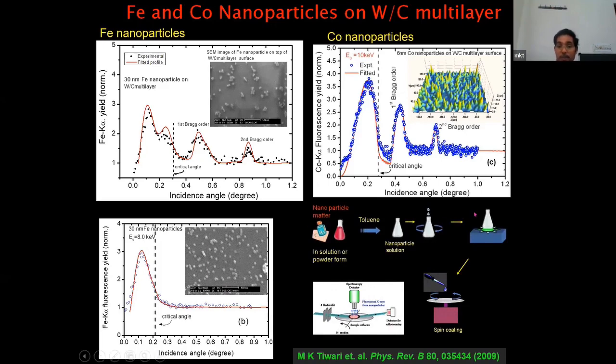This method basically describes how you put the particle. You first disperse the particle in solution, allow some sonication, dispersion, and then directly put the particle on the surface. If you want to have a homogeneous coating, then you can use a spin coating.